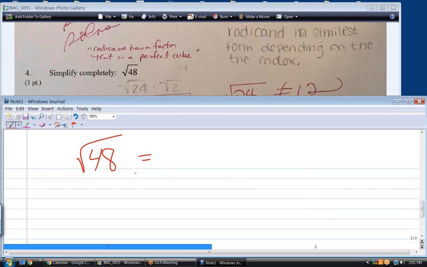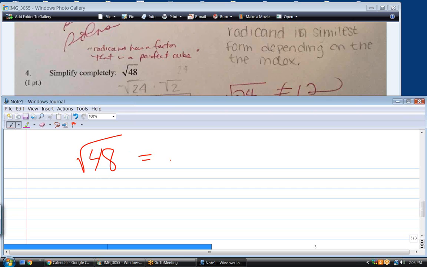Well, 3 times 16 is 48. But that's a hard one to find. And of course, if you did it the most efficient way, it would be 16 times 3, which would be 4 square root of 3. But like I said, it's not always so easy to find factors that are bigger numbers. So most of the time, you can divide them by 4.